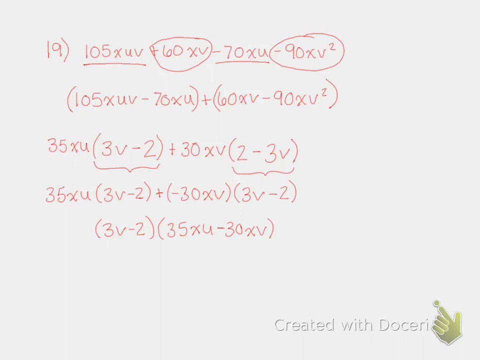Now, can this be factored anymore? The 3v minus 2? Nope, that's done. If you look at 35 and 30, your greatest common factor is 5. If you look at your variables, you can factor out an x. So you're left with 7u minus 6v. So, can that be factored anymore? Nope, you're done.